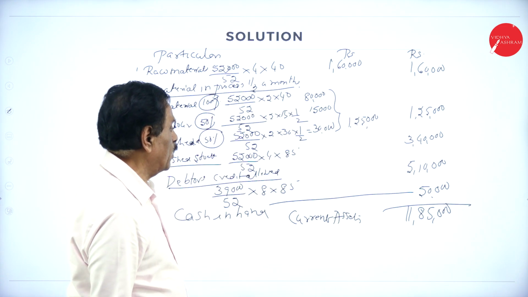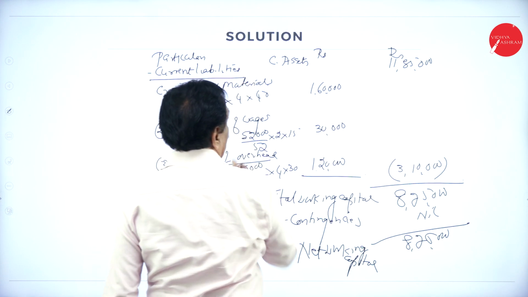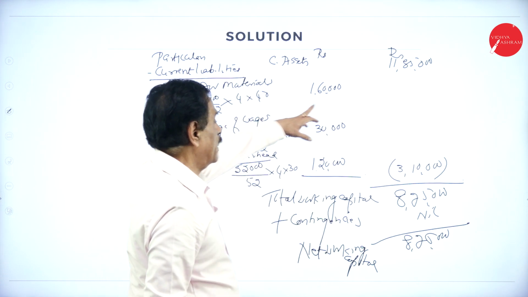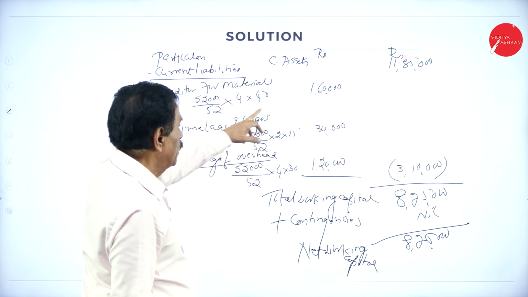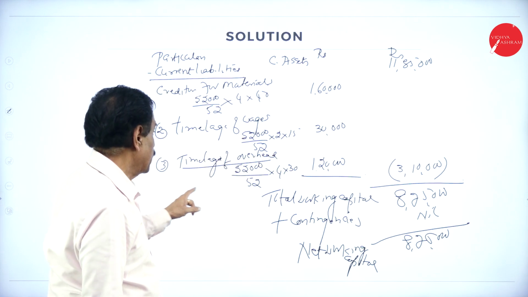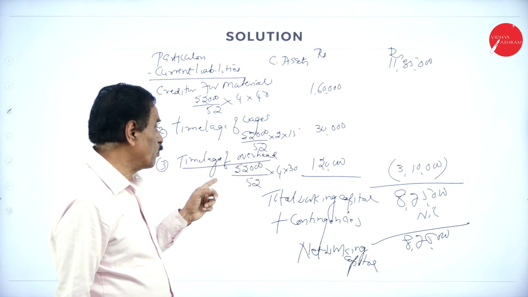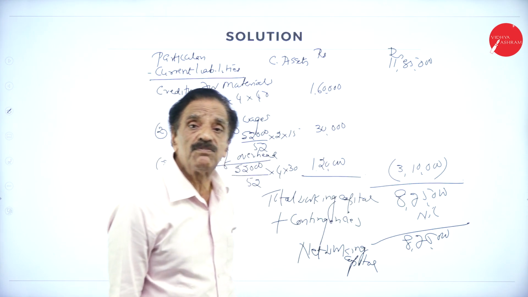Total current assets work out to 11,85,000. Then minus current liabilities. Your current asset is 11,85,000. Creditor for materials 1,60,000. Time lag of wages 30,000. Time lag of overhead is 1 month, means 4 weeks, is 1 lakh. Total 3,10,000. If we deduct, it is 8,75,000.